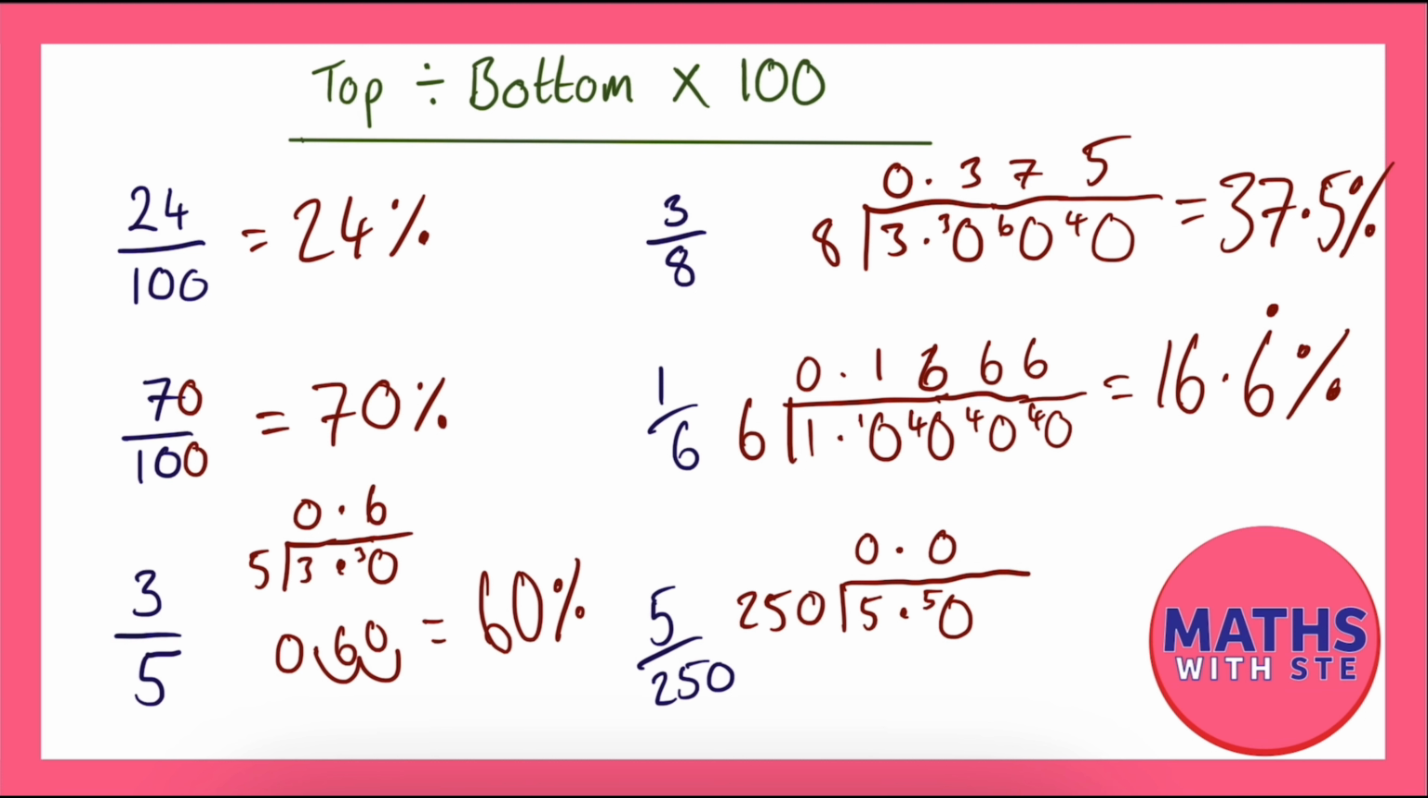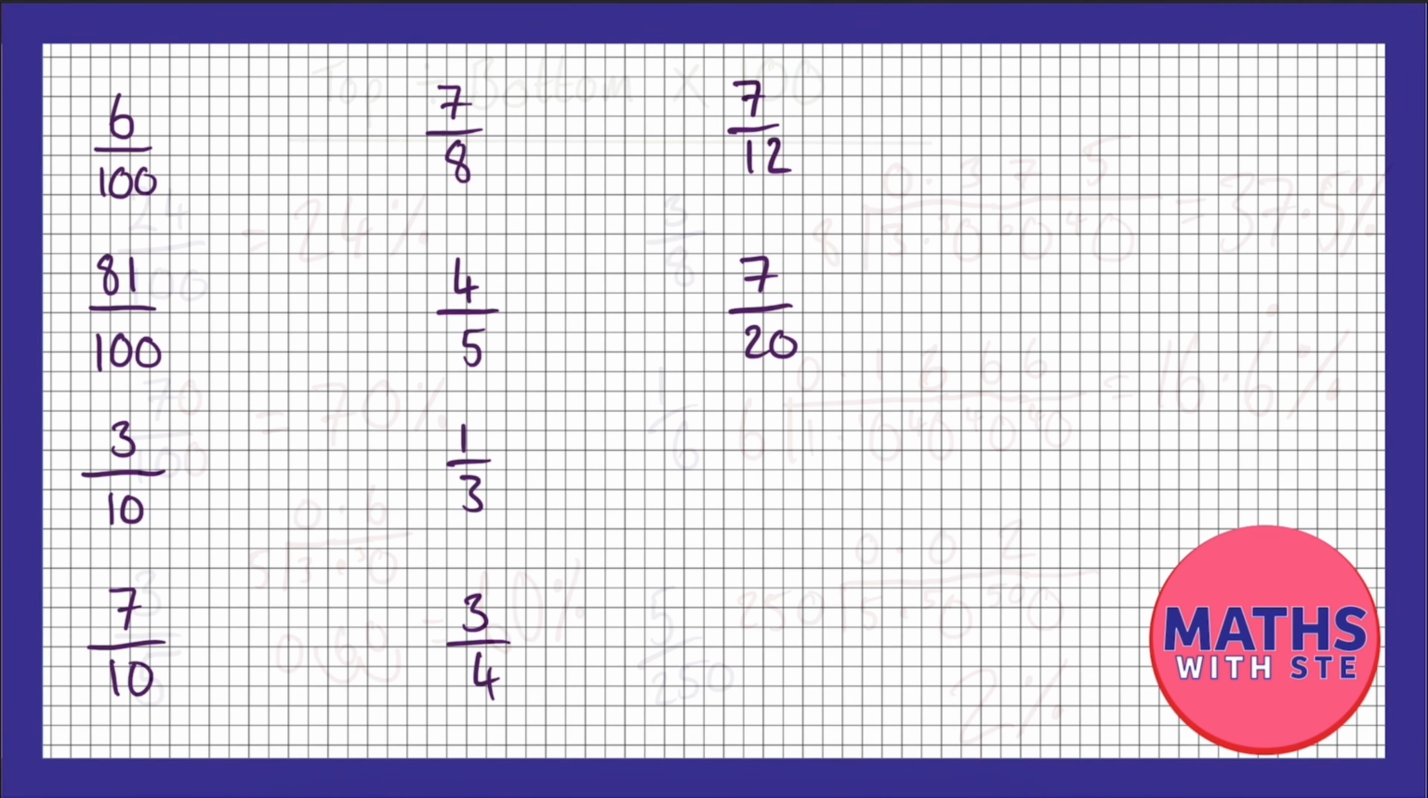So therefore now I'm going to have to carry a whole 50. How many times does 250 go into 500? Perfect, it goes in 2 times. Great. 0.02 times that by 100, and that's going to be 2%.